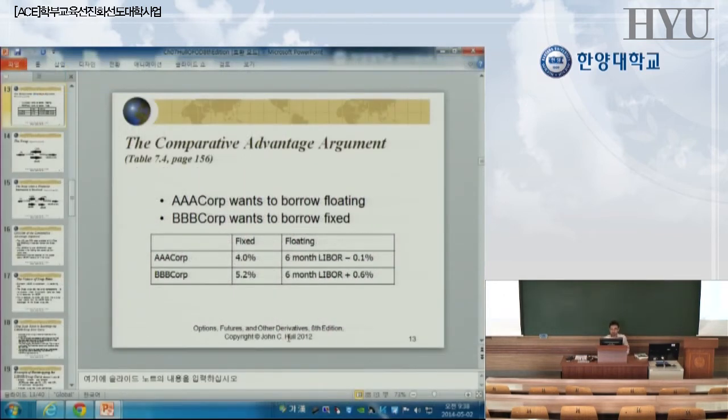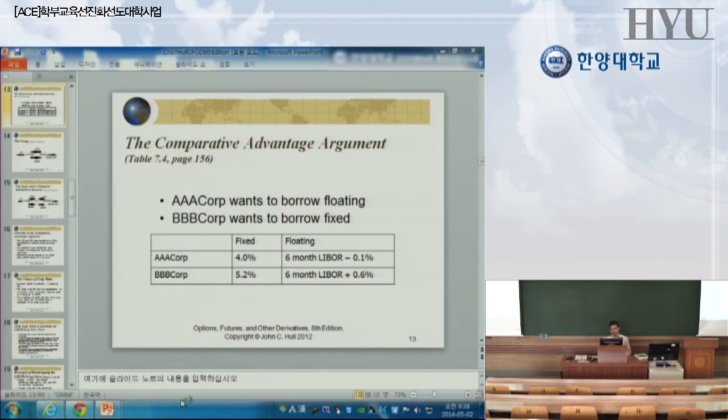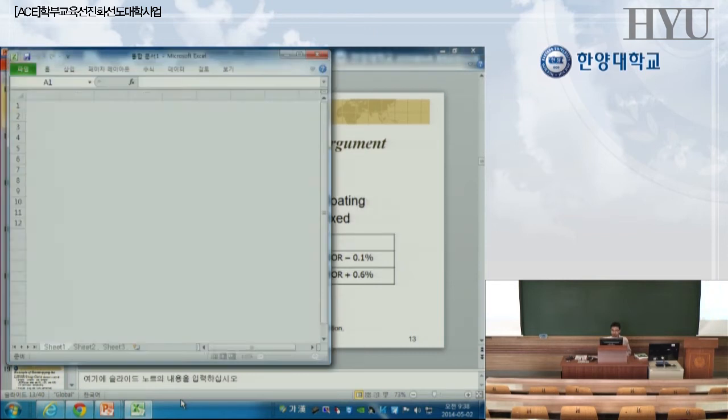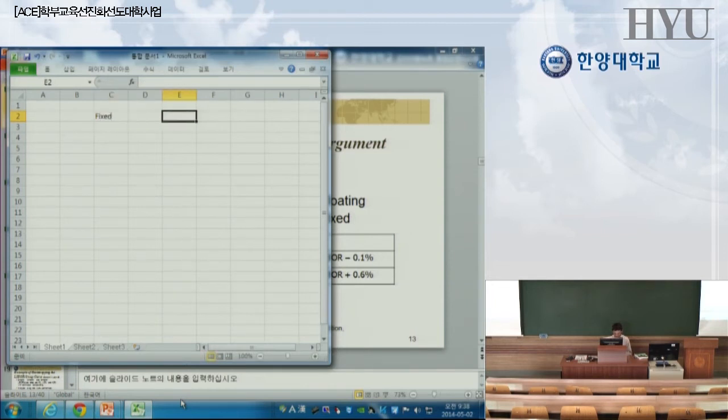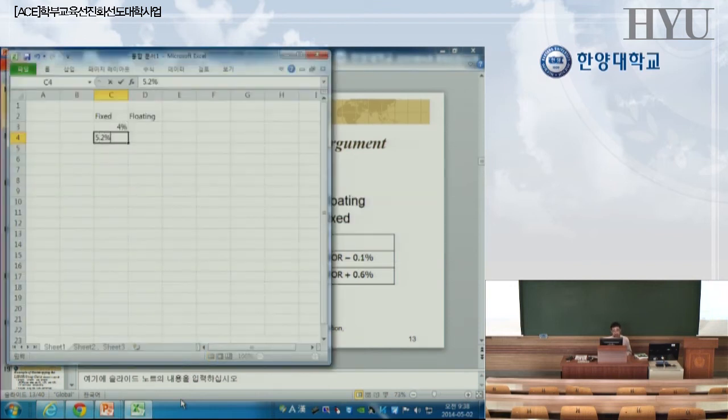Okay. So there are two companies, AAA and BBB. Let's use Excel. There are fixed and then floating. Fixed is 4.4% and 2%. Floating is LIBOR minus 1%.